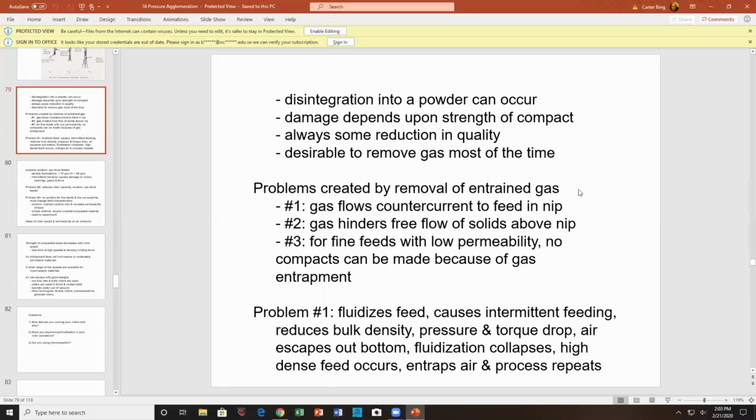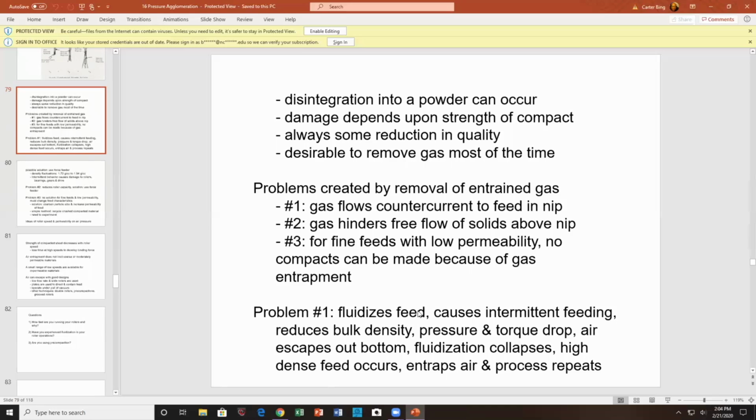Problems are created removing entrained gas. The gas flows countercurrent to the feed in the nip and hinders free flow of solids above the nip. For fine feeds with low permeability, no compacts can be made because of gas entrapment. You're trying to get it to work and there's no way it's going to work. That's a pain in the neck, huh? Oh, you entrap the gas, but then the thing breaks apart.